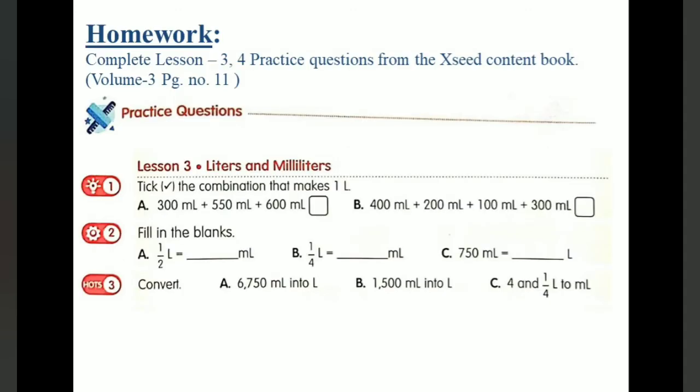Okay. And this is your homework. You have to complete lesson number 3 and 4 practice questions from the Exceed content book, in volume number 3, page number 11. You will read these questions carefully and then you will do this.